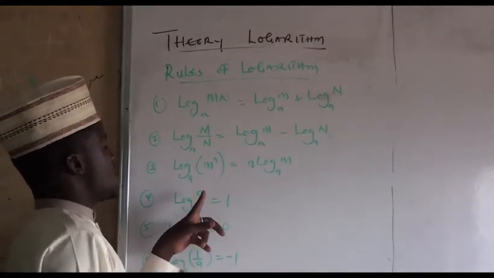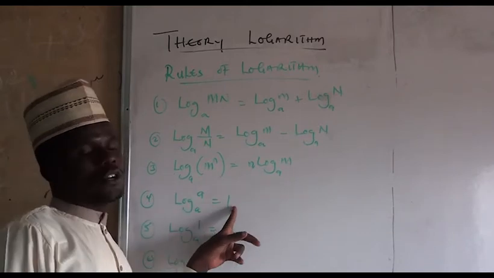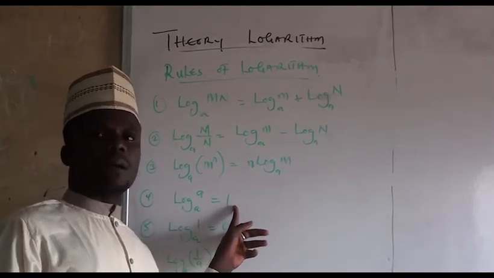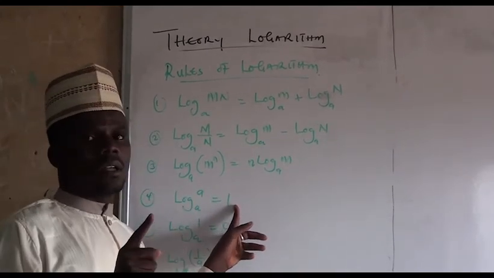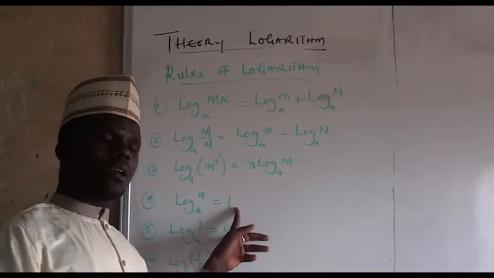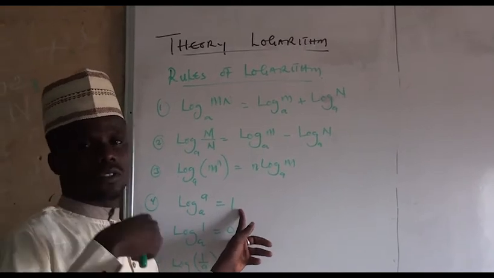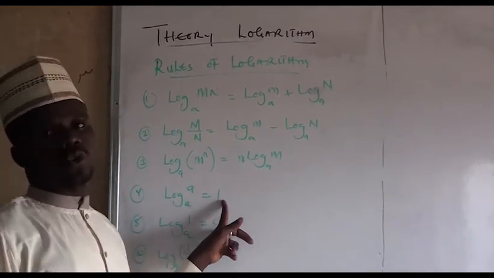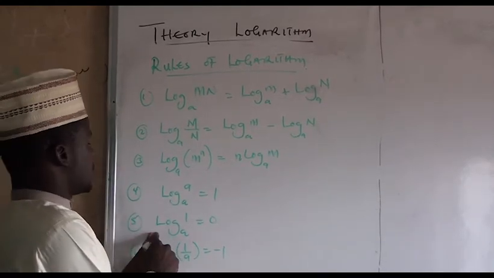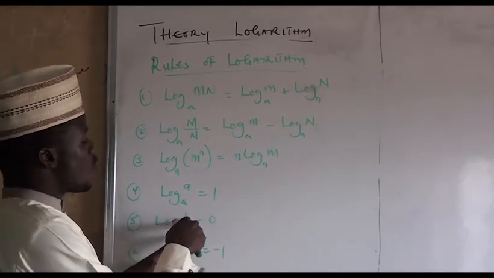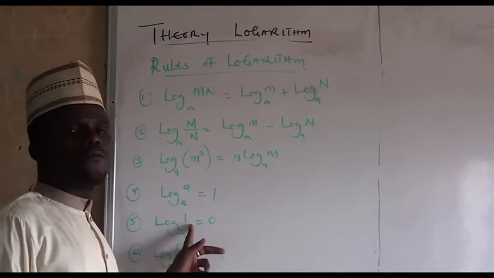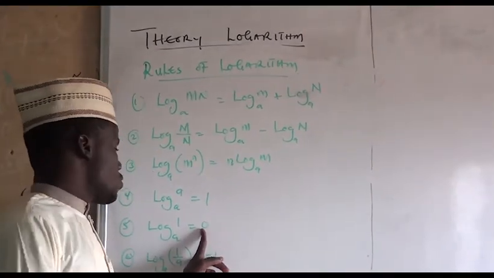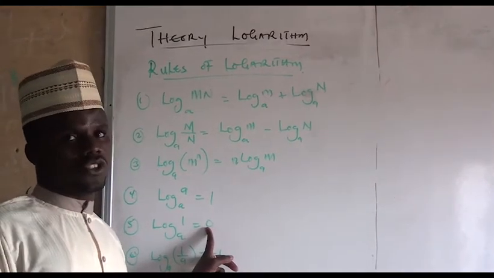Then the fourth log, logarithm of a base a equals 1, which means that logarithm of a number of the same base equals 1. Logarithm of 10 base 10 is 1, logarithm of 2 base 2 is 1, logarithm of 3 base 3 is 1. So that's why we say logarithm of a base a equals 1. Here we have the fifth law, logarithm of 1 base a. Logarithm of 1 to any base is 0.